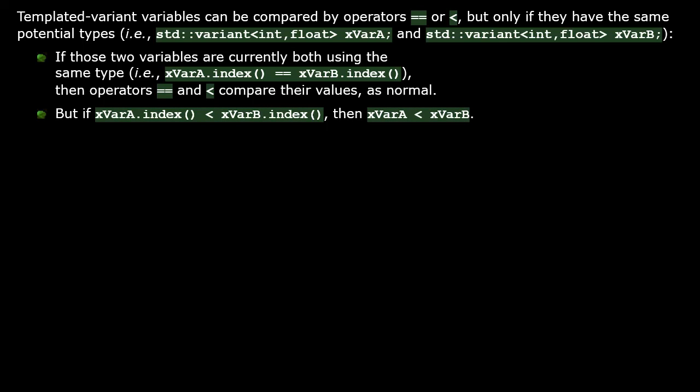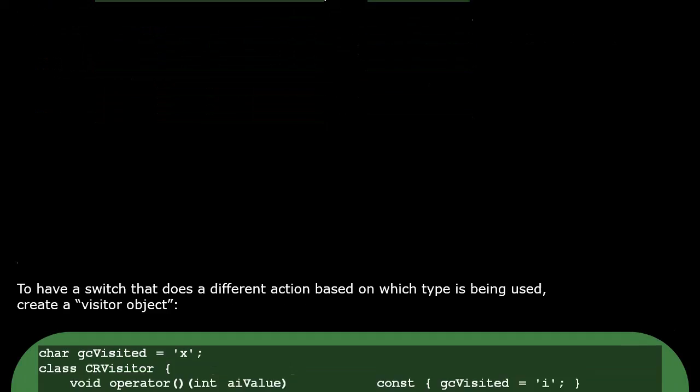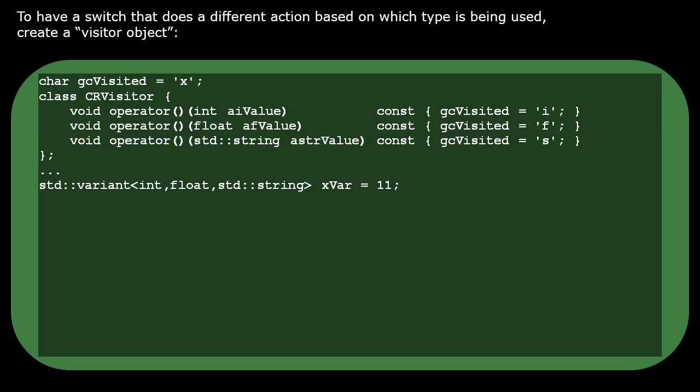But if the variables are currently using different types, then those two variables are considered to be unequal, and the ordering of those two variables will depend on the order in which the types were listed in the variable definitions. To have a switch that does a different action based on which type is being used, create this visitor object.